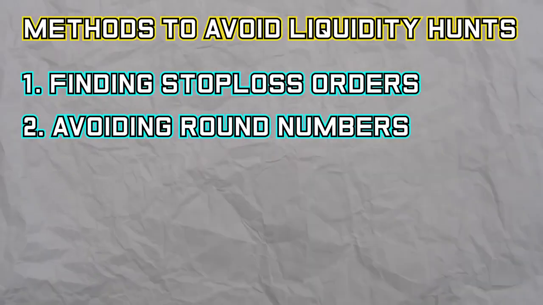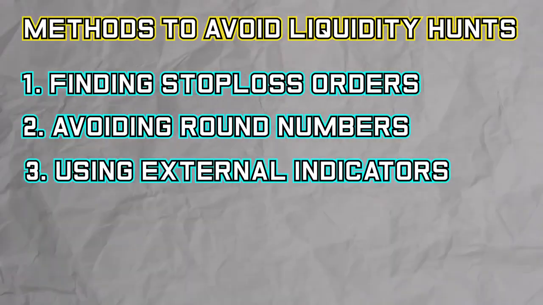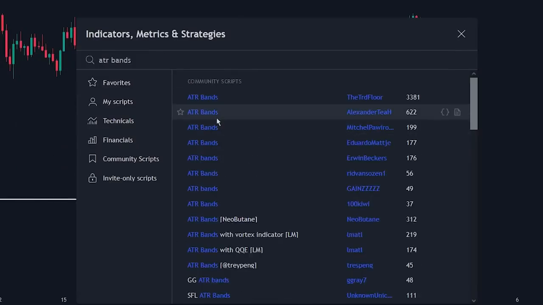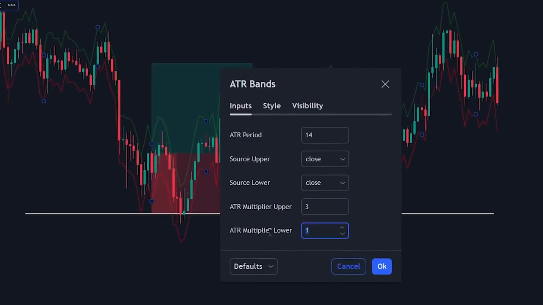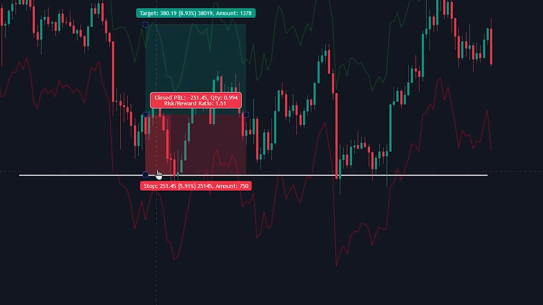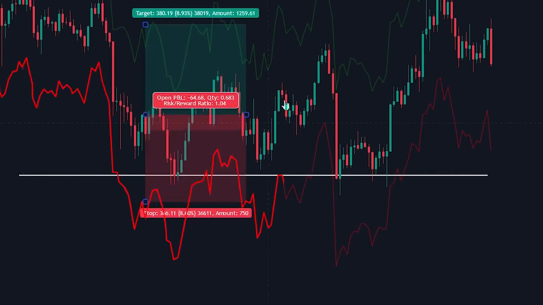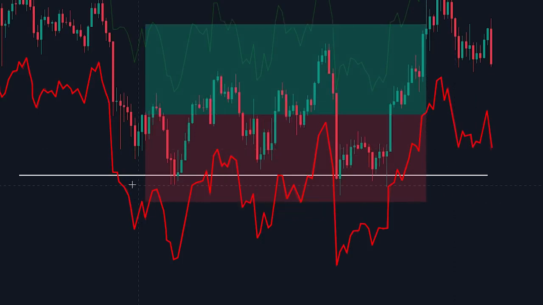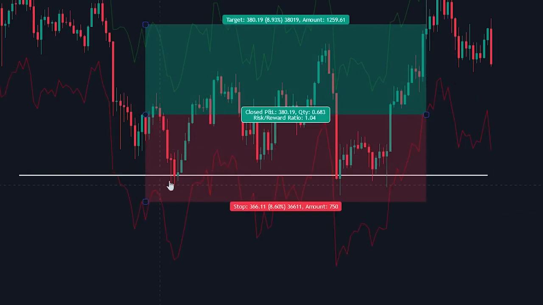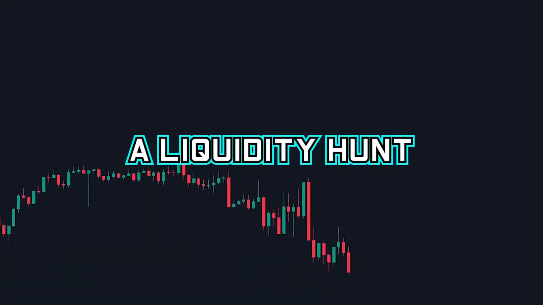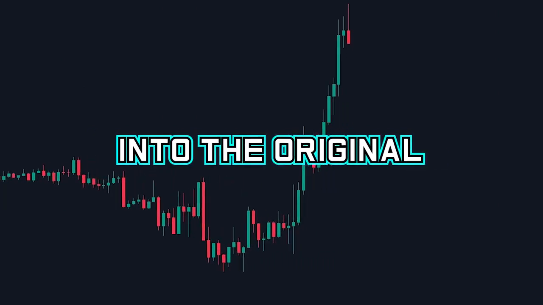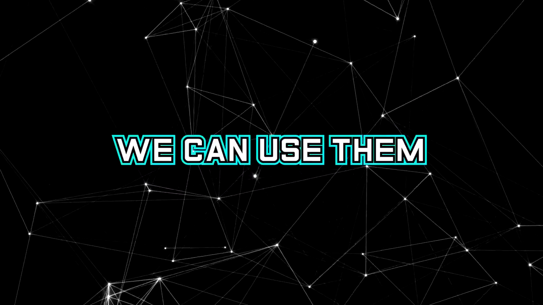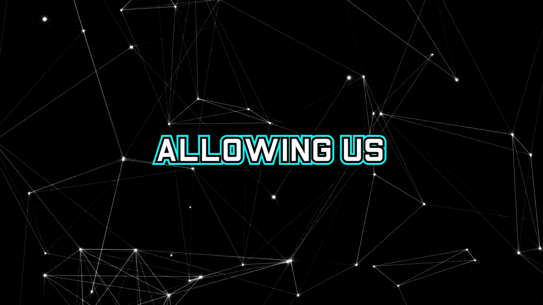The final way of avoiding liquidity hunts includes using an indicator to determine the rhythm of the market. By using an indicator such as the ATR bands with a 3 times multiplier, we can see that the previously shown liquidity hunts were completely avoided. This is because the ATR takes into account the volatility of the market. After a liquidity hunt, we will usually see a sharp move into the original direction of the trend. Knowing that these liquidity hunts occur, we can use them to enter into positions, allowing us to trade with the smart money.